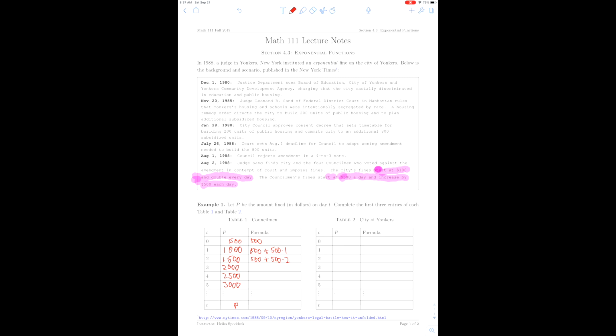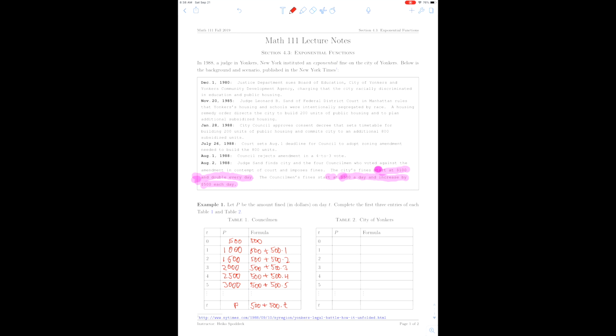And you start seeing the way the formula goes for each day. So times 1 on day 1, times 2 on day 2. So on day t, that will be 500 plus 500 times t. Now, I invite you to take a moment and fill in the formula for day 3, 4, and 5 to get an experience of what that will look like. So those were the councilmen.